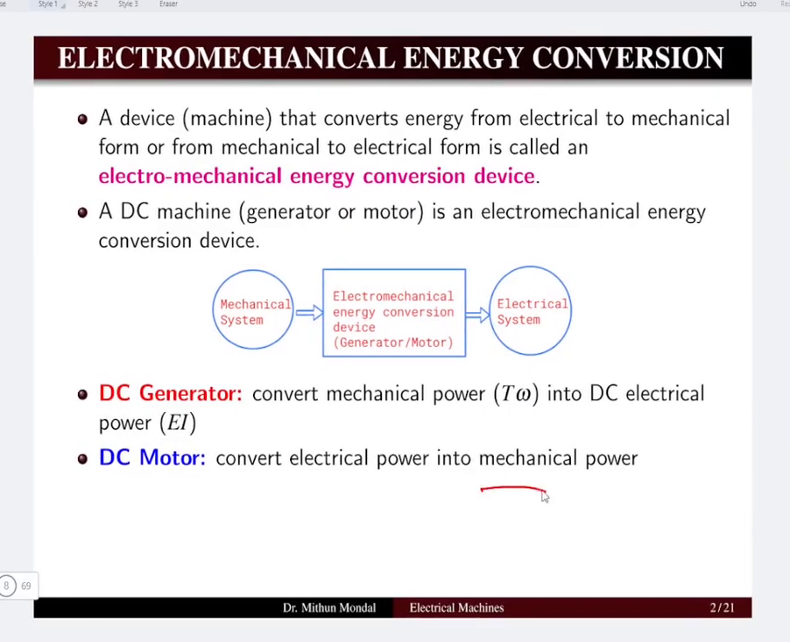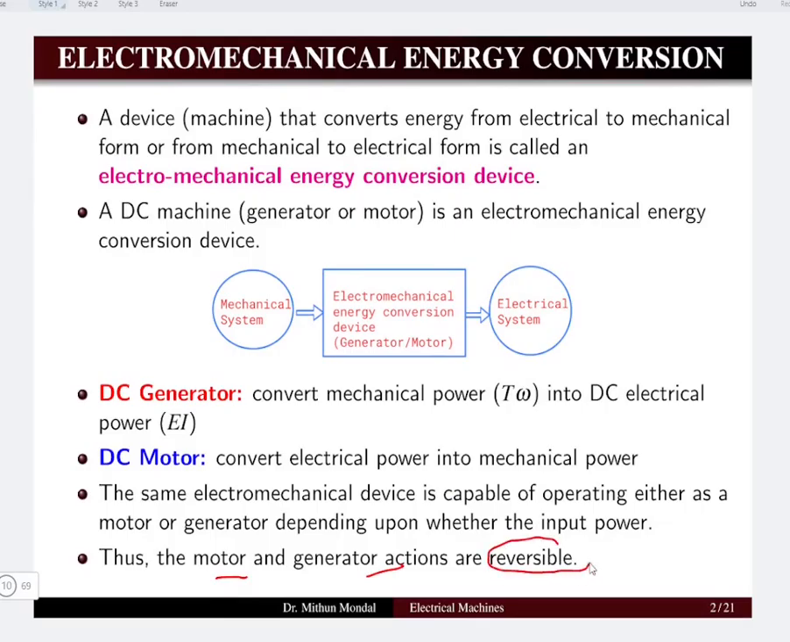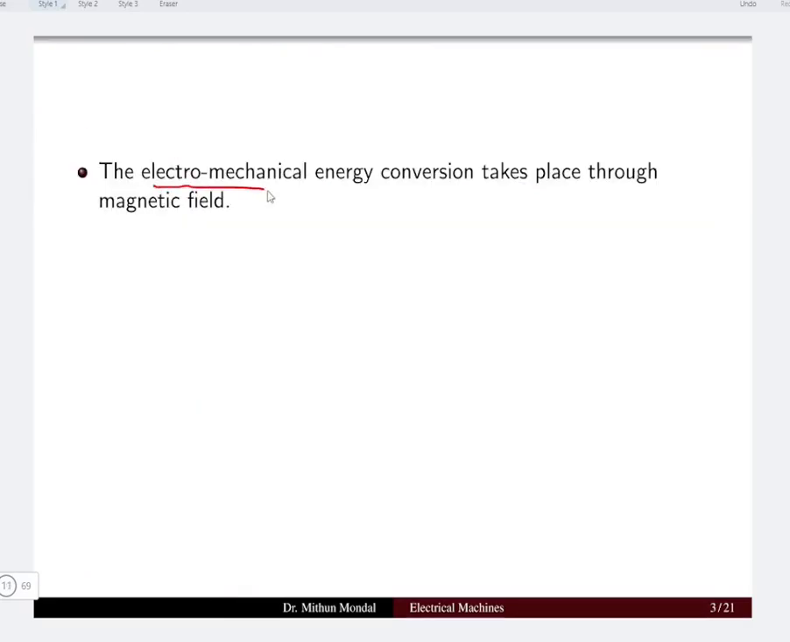to mechanical form. Now, the same electromechanical energy conversion device is capable of converting either as a motor or a generator depending upon whether the input power is of mechanical form or electrical form. So the same device can operate both as a generator as well as a motor. Hence, the motor and generator action are reversible in nature. These electromechanical energy conversions generally take place through the magnetic field. So there has to be a magnetic field through which the energy conversion will take place.